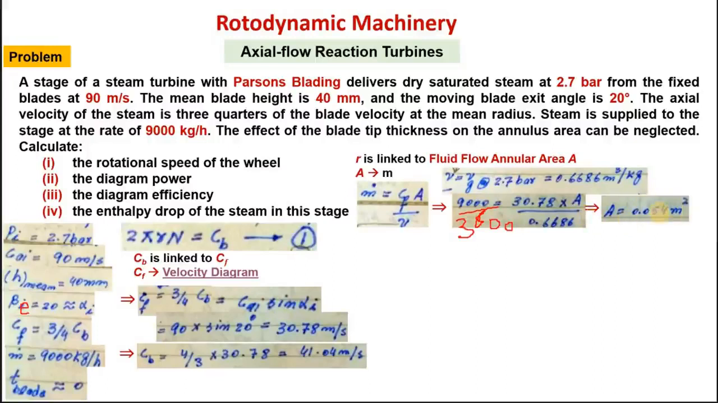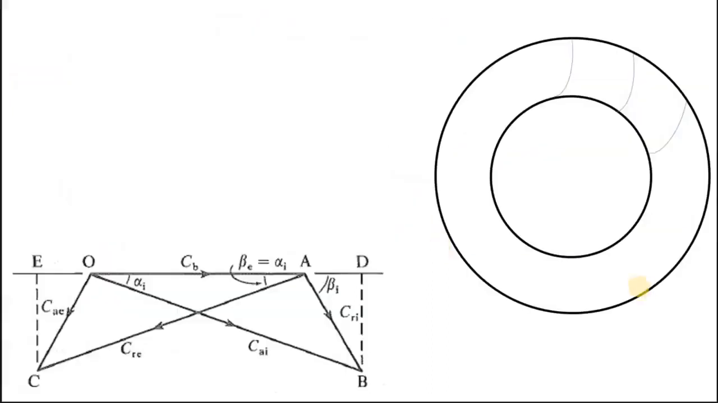So now this annular area is known, right? A is the annular area of flow. And what is this annular area? That is 2 pi RH. Now let's clarify this thing. So I have made another slide to clearly show the annular area.